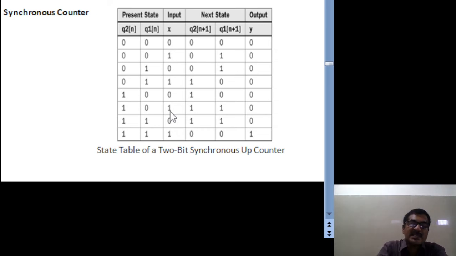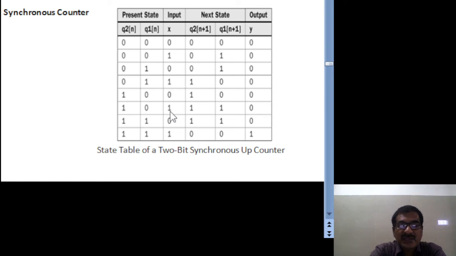So this is as per the state diagram which I have shown in the previous slide. Based on that, this state table is prepared, known as the 2-bit synchronous up counter. Because initially 0 0, then 0 1, next 1 0, next 1 1, so the count will be increased. The state value is increased from 0 to 3. So you can say this is the up counting action here.